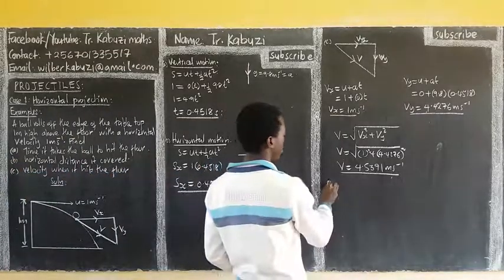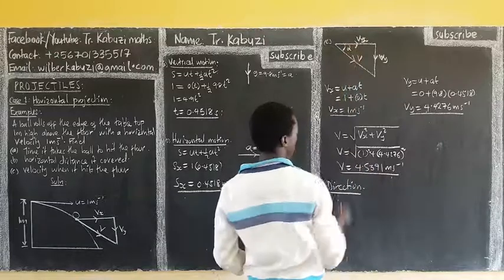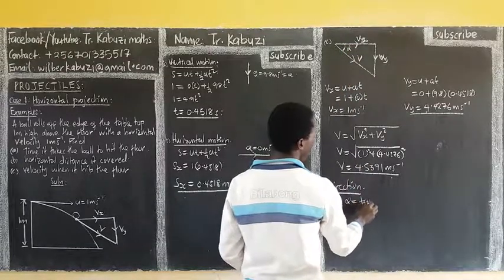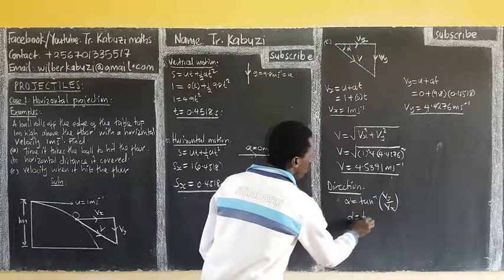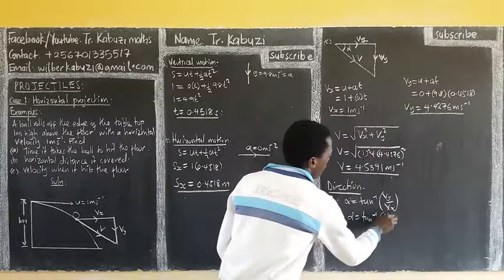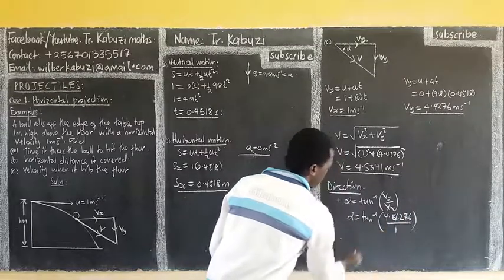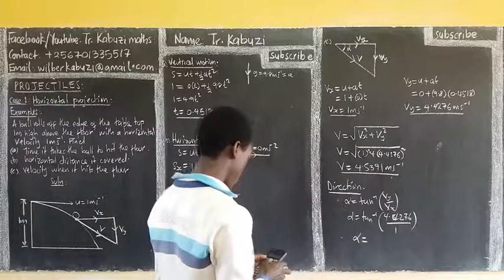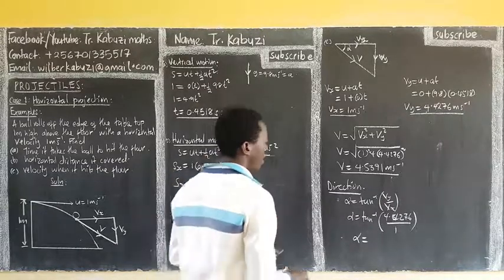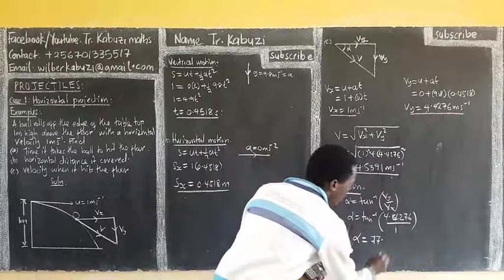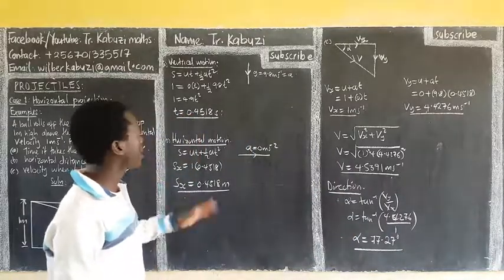Now, if they want the direction, in our direction we just get that acute angle, this one here, alpha. You know that our alpha is always given by tan inverse of Vy over Vx, which would be tan inverse of 4.4276 over 1. And so our alpha will be 77.27 degrees, and this is the direction. So that's how we handle that.